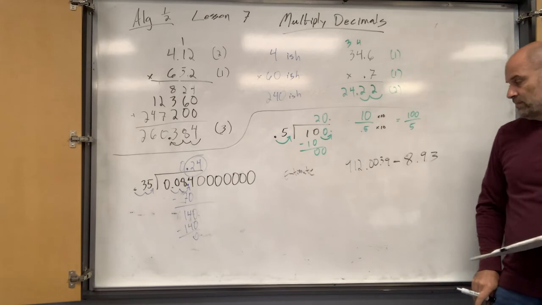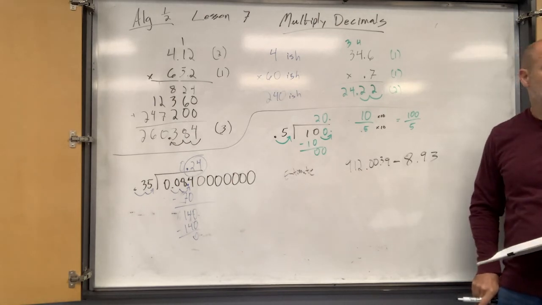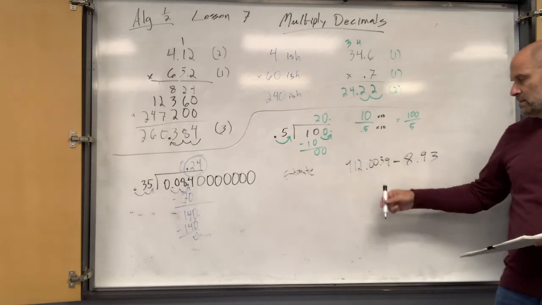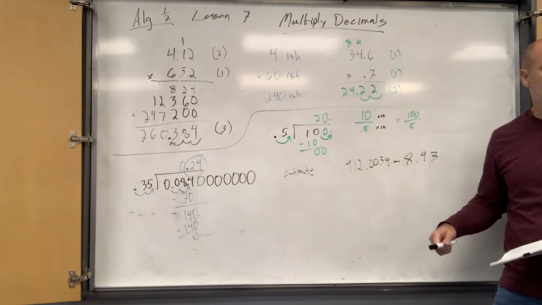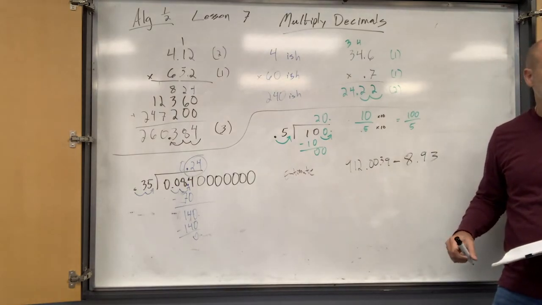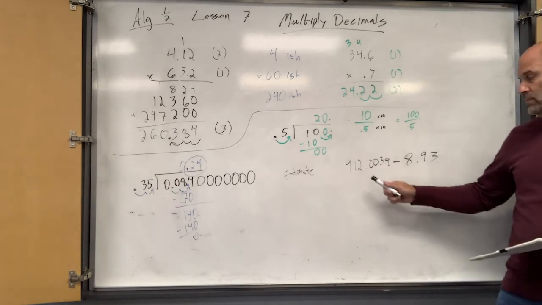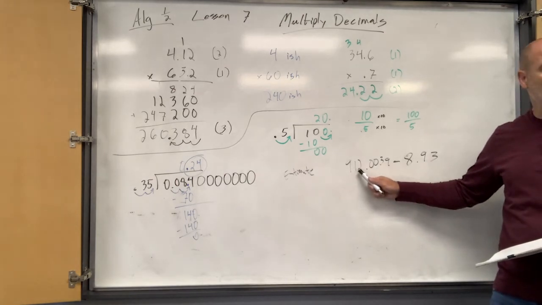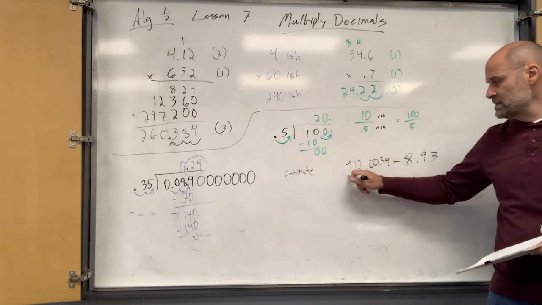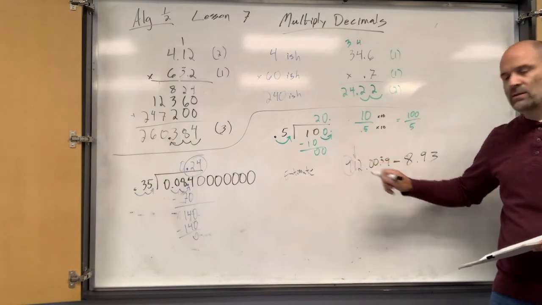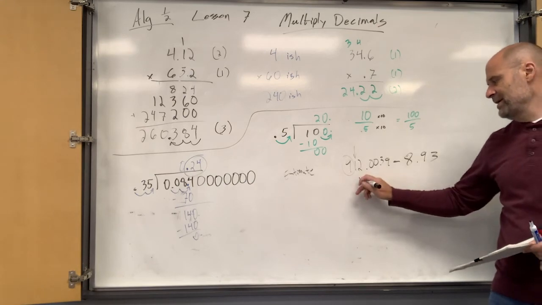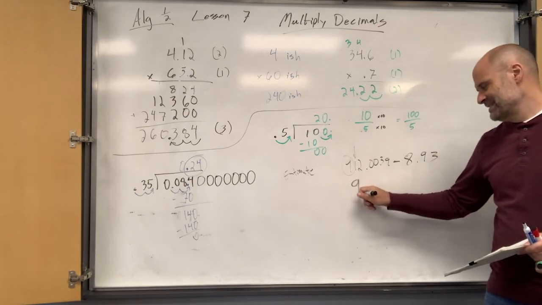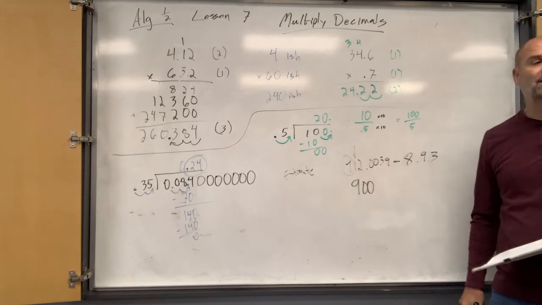So what's 912.0039 to the nearest hundreds? No, it's not 1,100, because it's 900. 912 would be 900. Remember, if I'm going to round this, I need to look at the 1. So this is 900-ish.